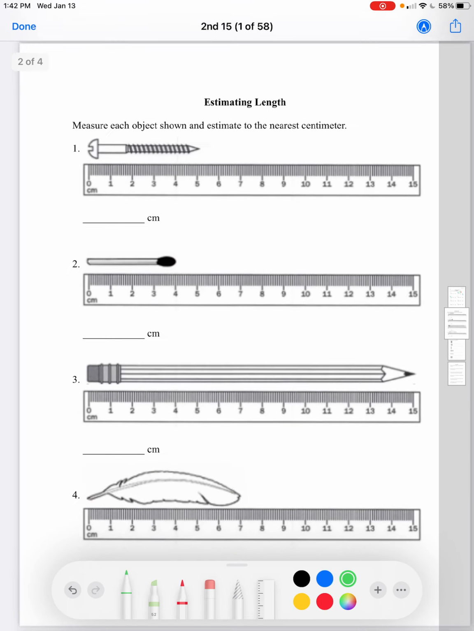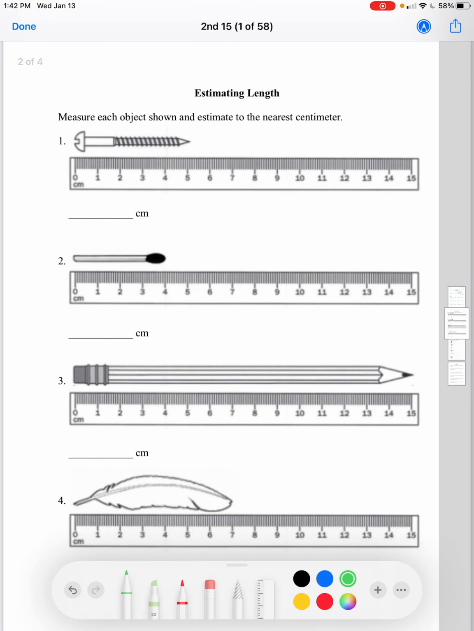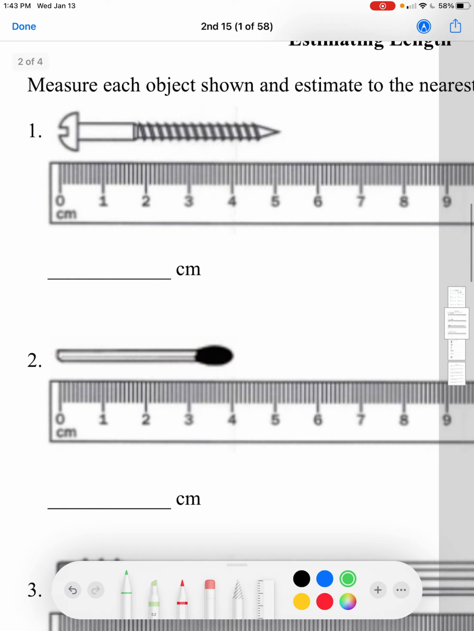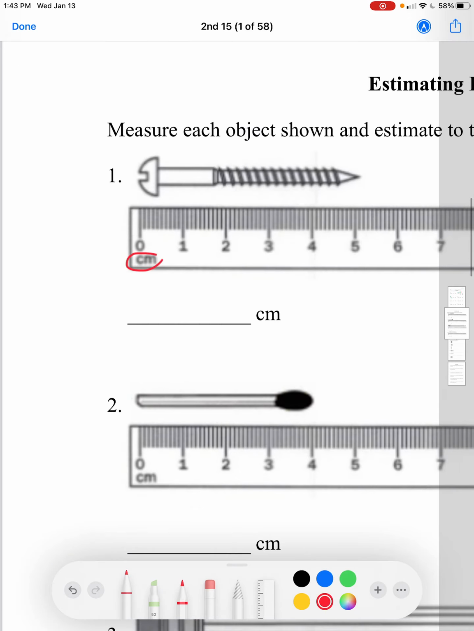Now let's move on to estimating length. The directions say to measure each object shown and estimate to the nearest centimeter. So we have different objects. We have like a pencil and a matchstick, and we're given a ruler for each question, and we're going to measure it and estimate to the nearest centimeter. If you look here, this ruler is given in centimeters.